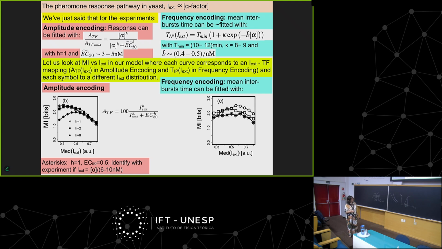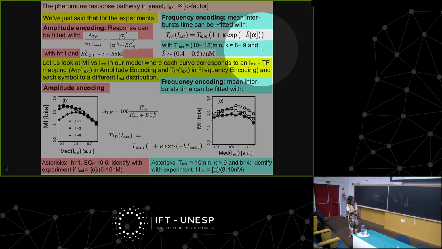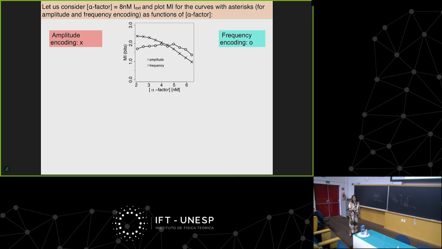And we did something similar for the case of frequency encoding. The case with asterisks, that's why we plotted them with asterisks, is the case where the minimum time is similar to that of the experiments, and kappa is also similar. So we only need to go from our dimensionless B to a dimensional B. And that's the transformation. We put together the two curves with asterisks of the previous slide in terms of alpha factor instead of the dimensionless stimulus strength. And what we see is that they cross over.